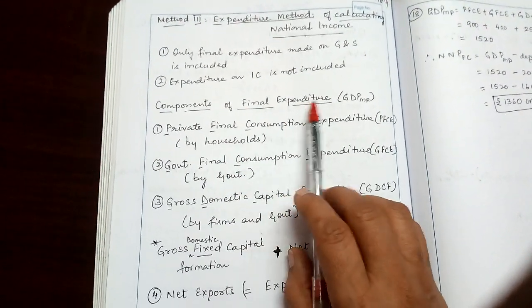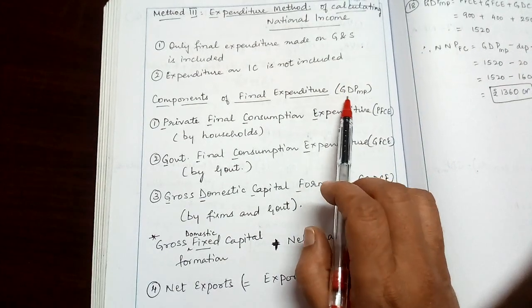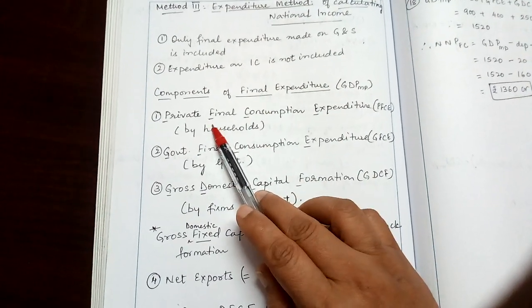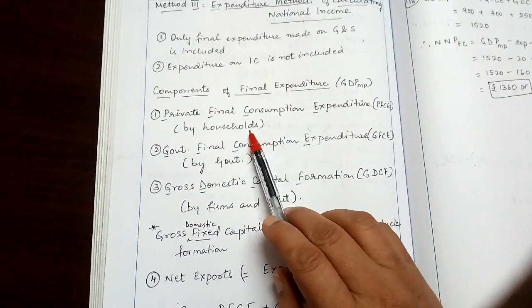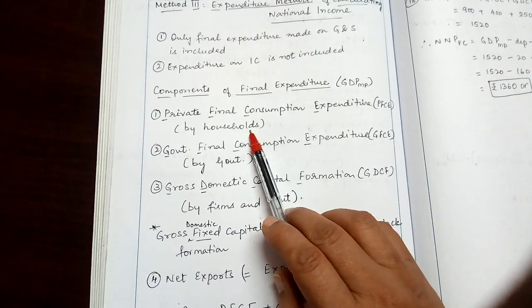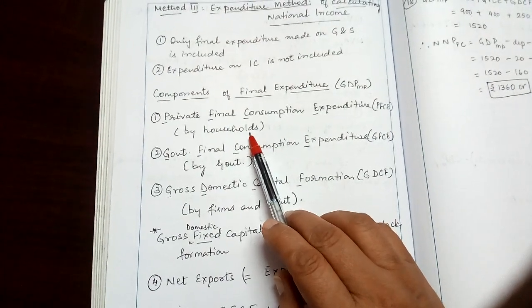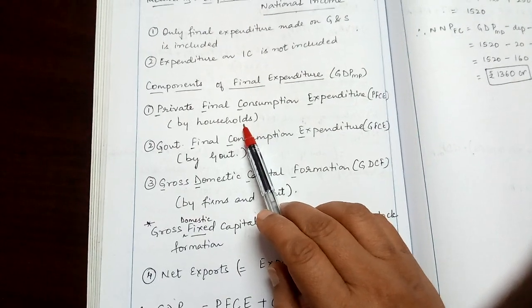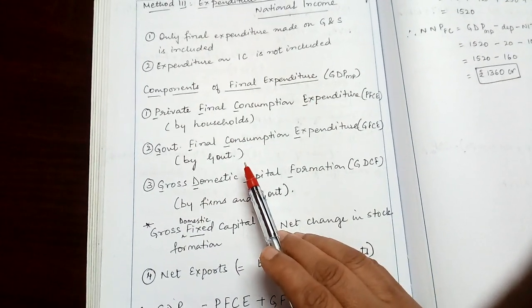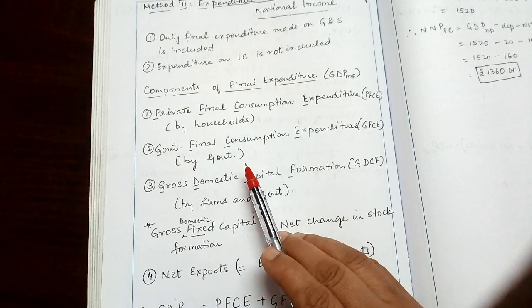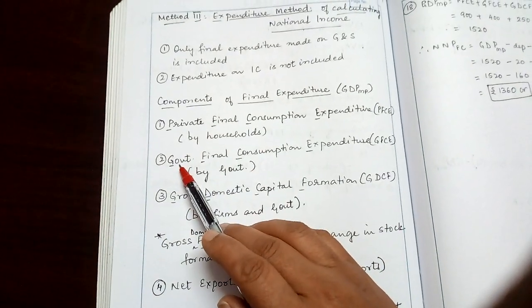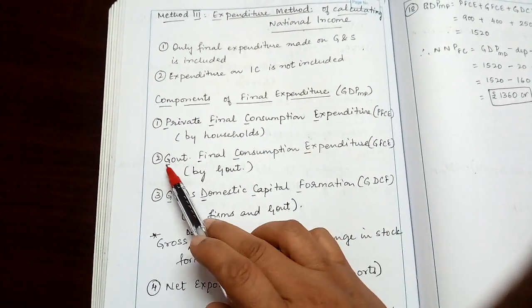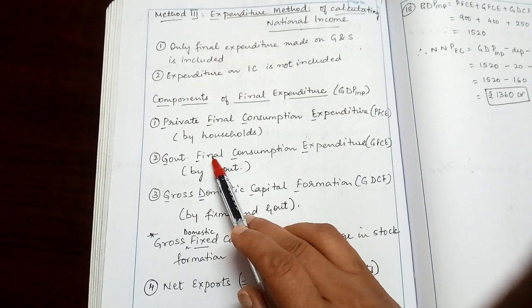The components of final expenditure, which would give us gross domestic product at market price, are private final consumption expenditure made by households, that is, expenditure of households on final goods and services produced in the economy, like purchase of a car by household, expenditure on education of children, etc. Government final consumption expenditure, that is, the consumption expenditure made by government on final goods.